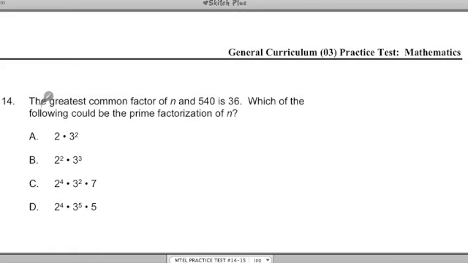This is number 14. The greatest common factor of n and 540 is 36. Which of the following could be the prime factorization of n? And then we have our answer choices.